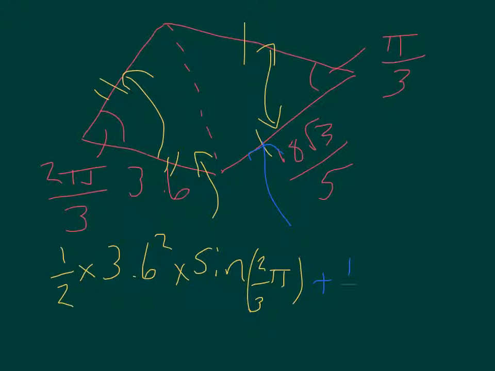So same idea. We have a half times, a little more complicated here, 18 root 3 over 5 squared, times the sine of pi over 3. So if you type that in your calculator, you end up getting something along the lines of roughly 22 centimeters squared. Okay, don't round it up now, save that in your calculator as whatever it is.